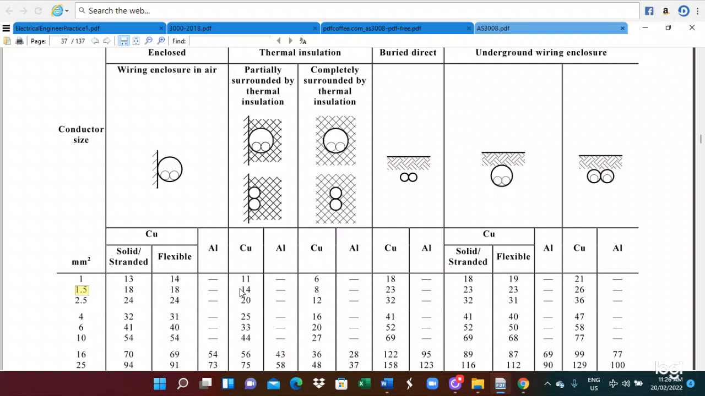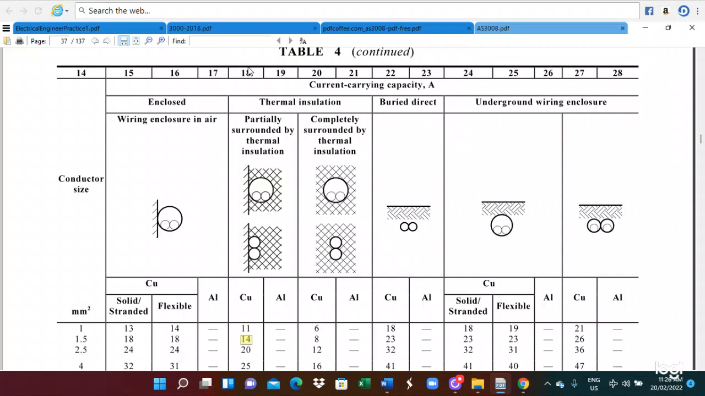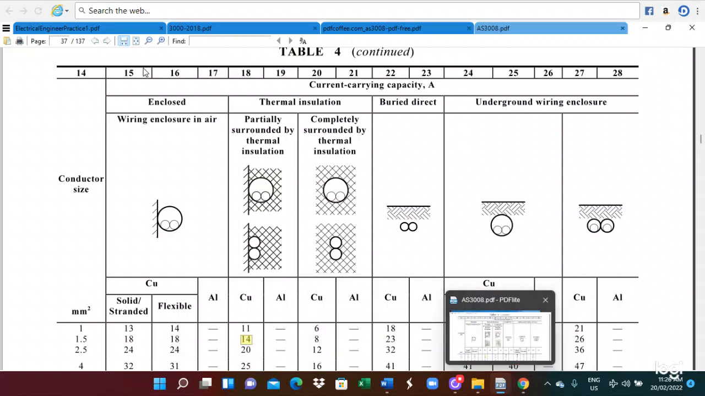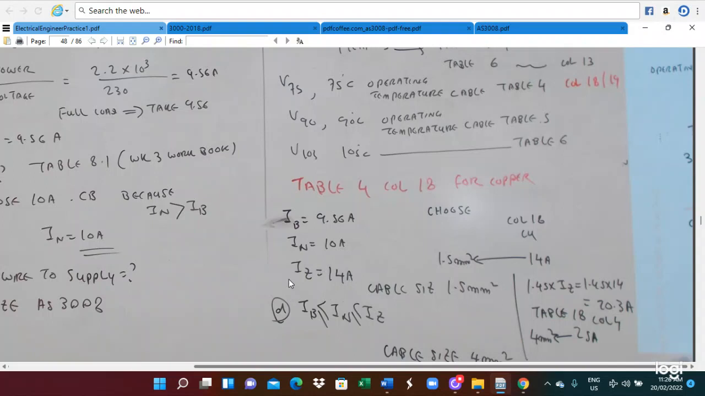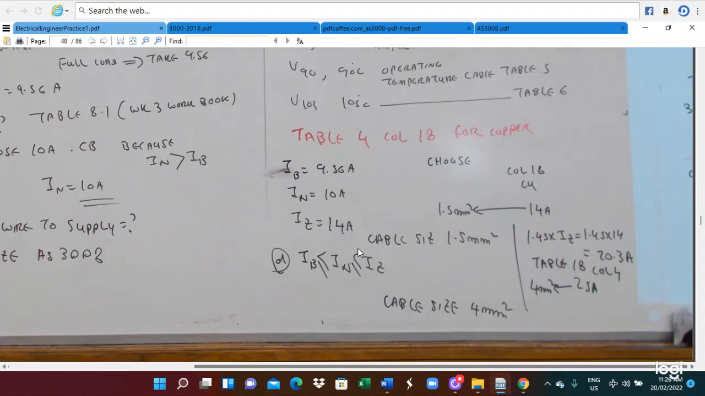We find out table 18, column 18, and then we select it. Therefore, the cable's current rating IZ is 14 amperes, the nominal current of the circuit breaker IN is 10 amperes, and the maximum demand current IB is 9.56 amperes. Therefore, it agrees with this formulation. This means the cable's current rating must be greater than the protective device rating, which must be greater than the maximum demand current. So IZ must be greater than IN, which must be greater than IB.